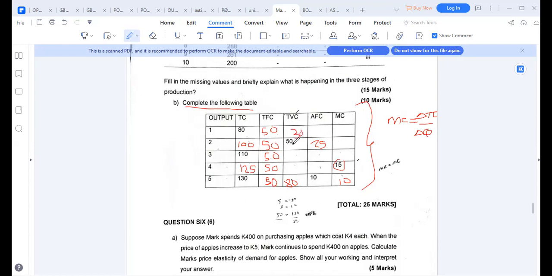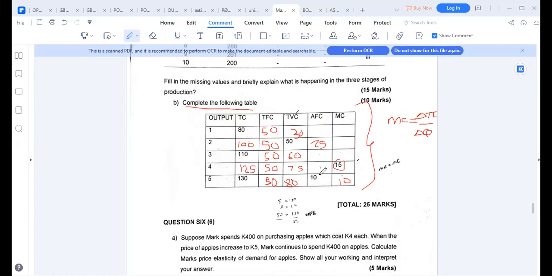50 minus 50, this is okay. 110 minus 50, this is what? 60. Okay. 125 minus 50, what do we get? 75. Pardon? 75. 75, correct. So now we're remaining with a few boxes here.